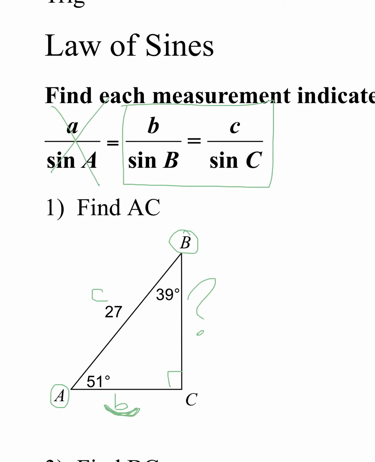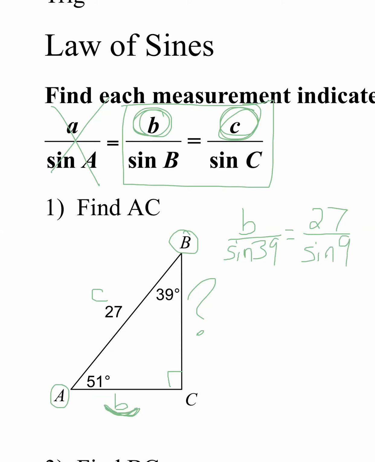So let's fill in some of the blanks. Lowercase b is what I don't know, so that's just going to stay as lowercase b, over sine of B. So that'll just be the sine of 39. And that's going to equal, now I'll do this here, lowercase c, I know what that is, it's 27, and then I put that over sine of angle C. So I did have to find angle C, and it was 90.